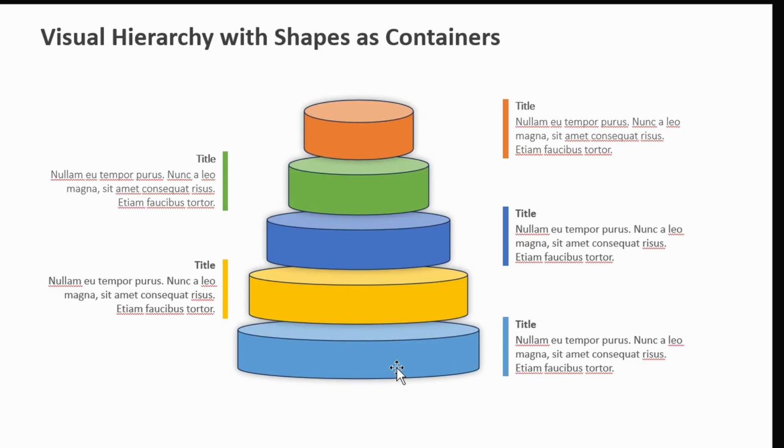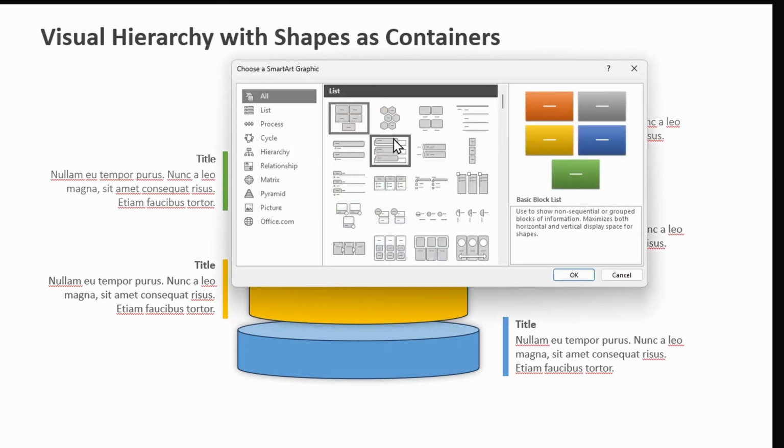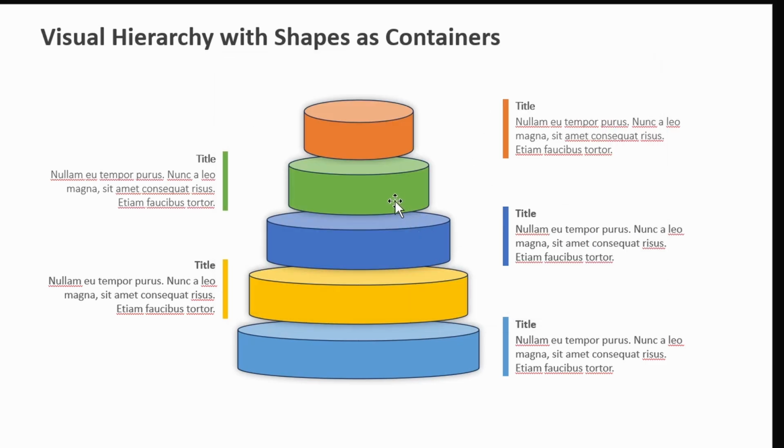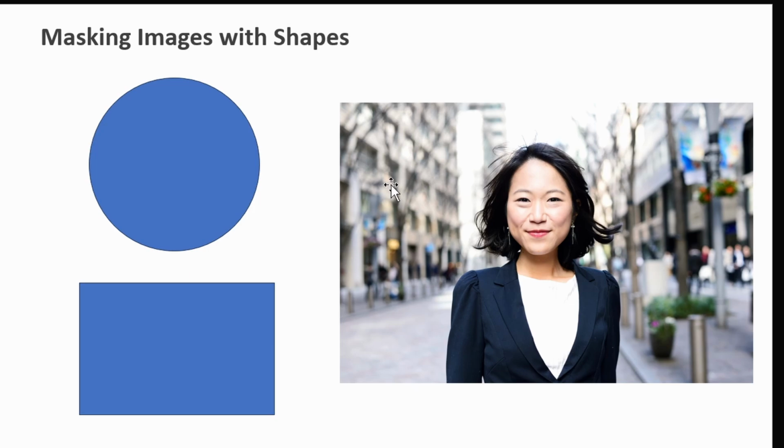We can also use shapes to depict visual hierarchy. If you click on SmartArt, there are tons of examples of visual hierarchy in different formats. So you have cycles, relations, and so on. So shapes are everywhere. We can use shapes to mask images or crop images to specific shapes.